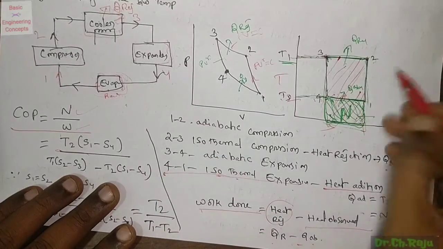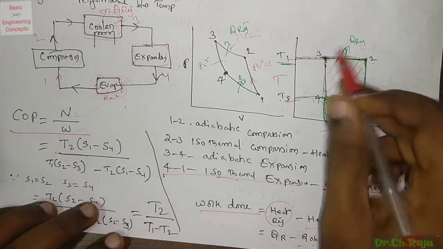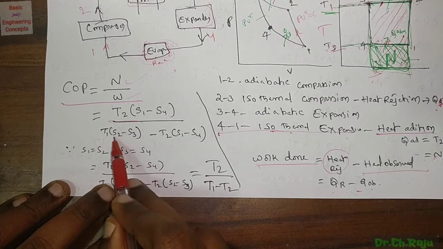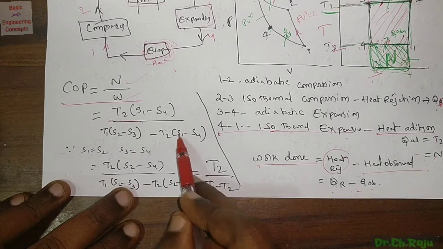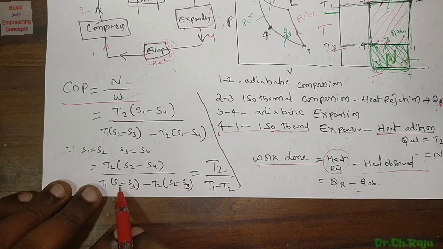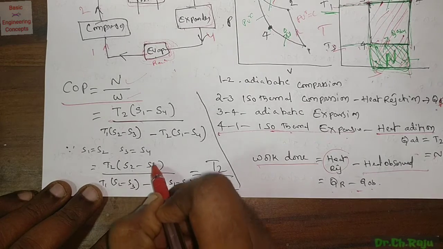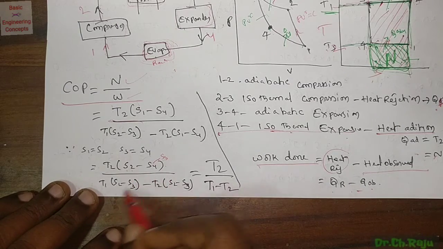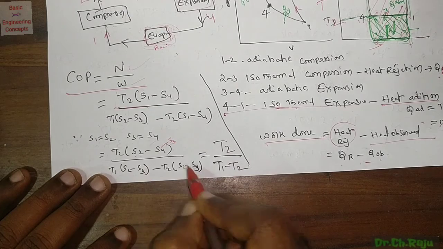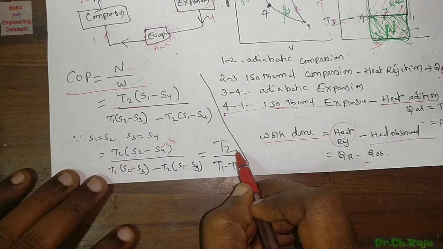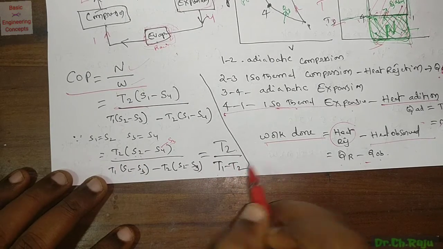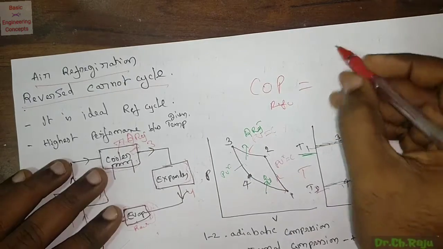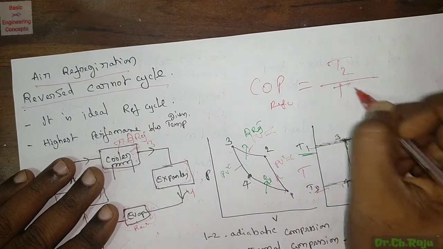Here one thing is S1 is equal to S2, S3 is equal to S4. So all are S2 minus S3. Once you cross these S2 minus S3s, then it is T2 by T1 minus T2. The COP of the reverse Carnot cycle refrigerator is equal to T2 by T1 minus T2.